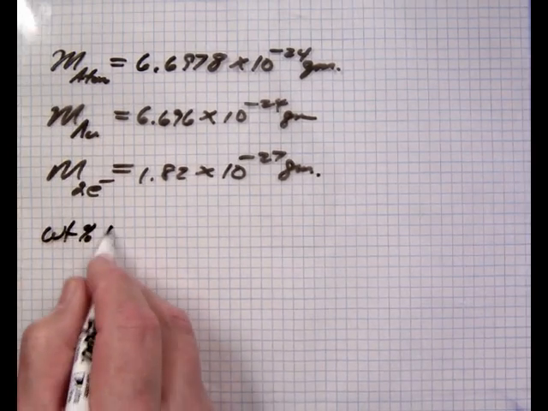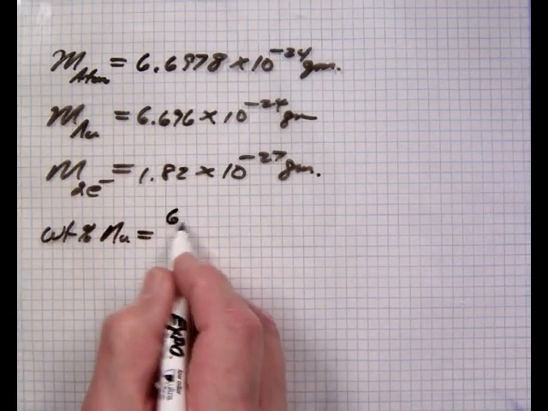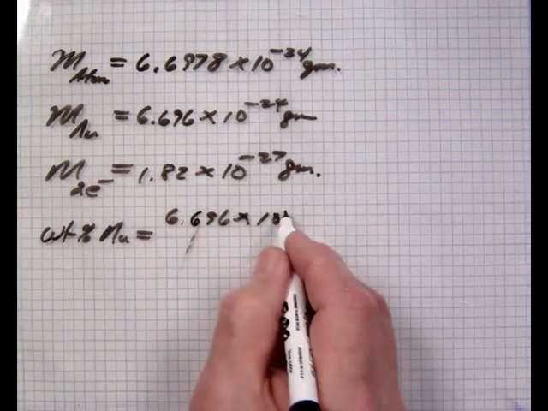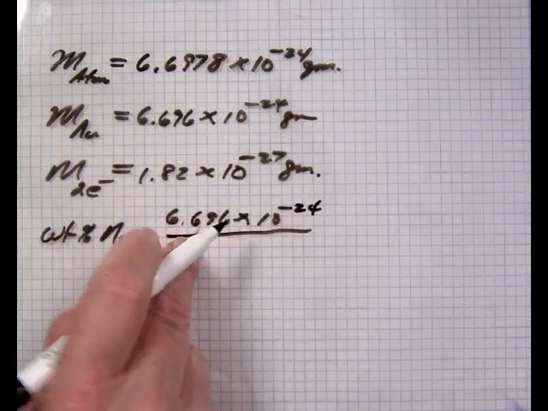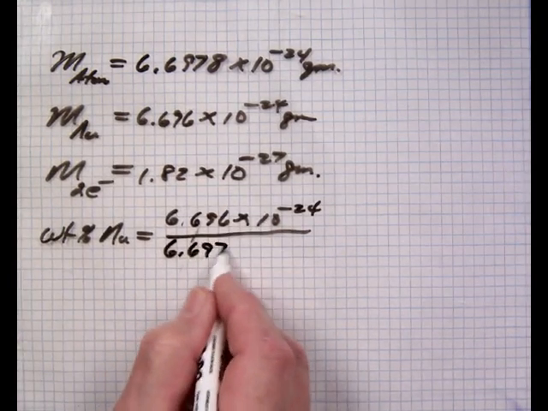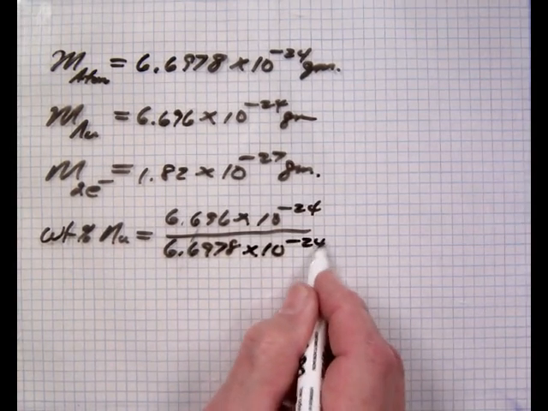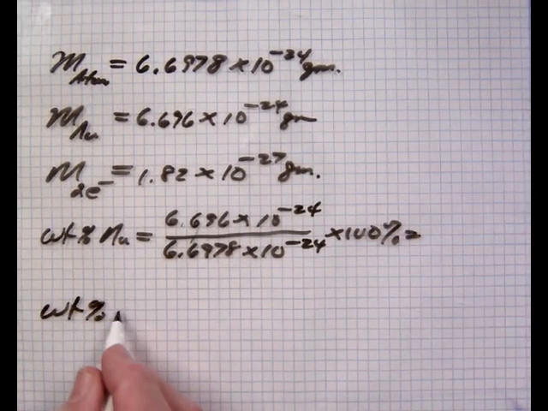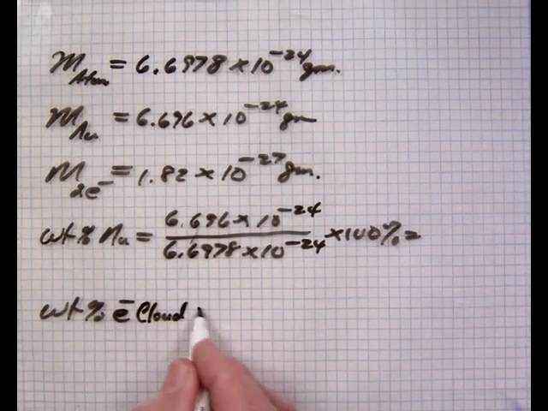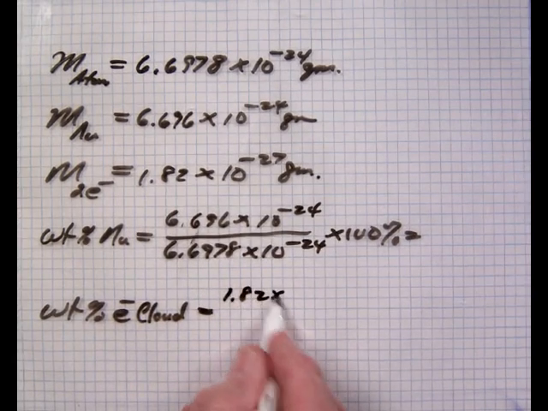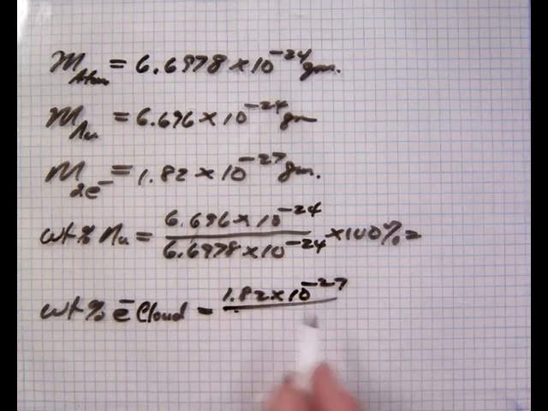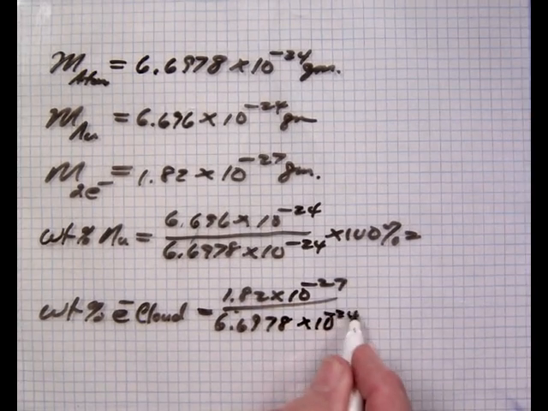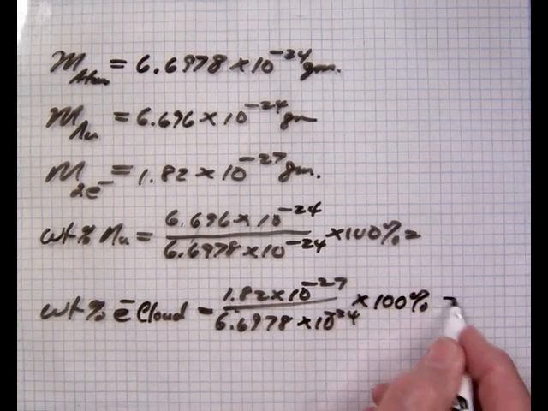Weight percent of nucleus is equal to 6.696 times 10 to the minus 24 divided by 6.6978 times 10 to the minus 24, and that's times 100%. The weight percent of the electron cloud is 1.82 times 10 to the minus 27 divided by 6.6978 times 10 to the minus 24, also times 100%.